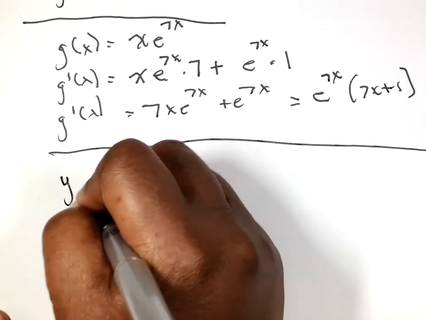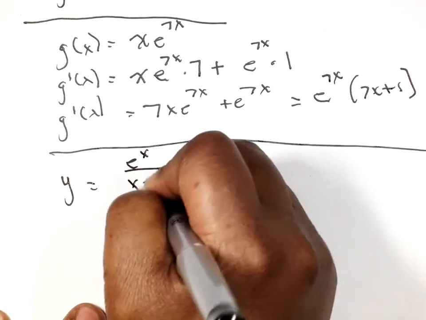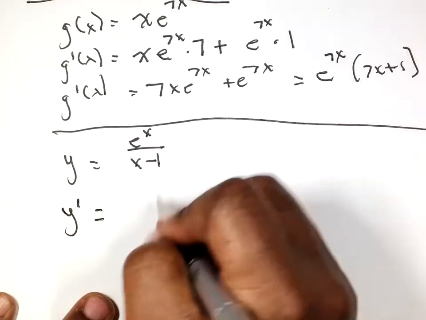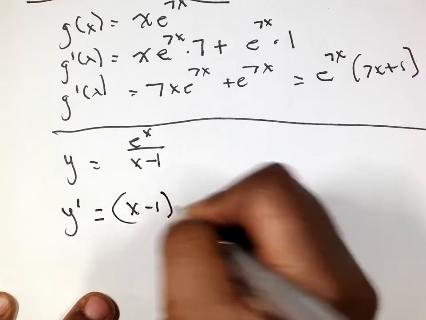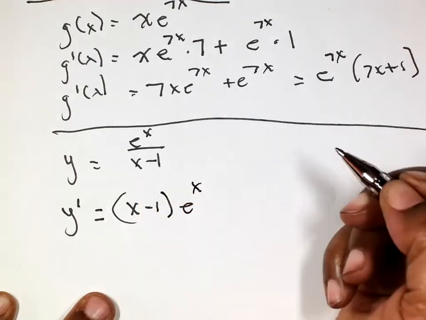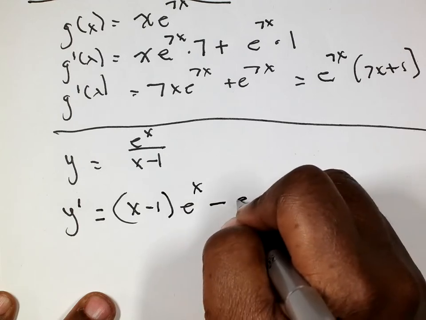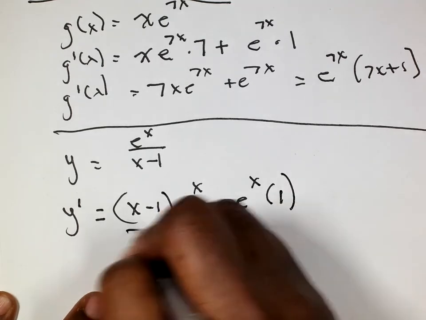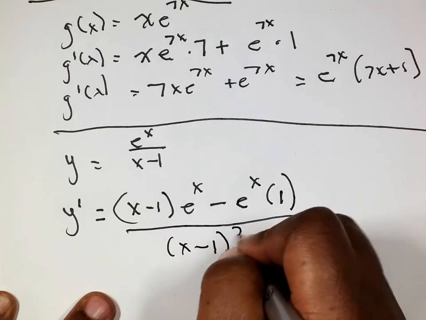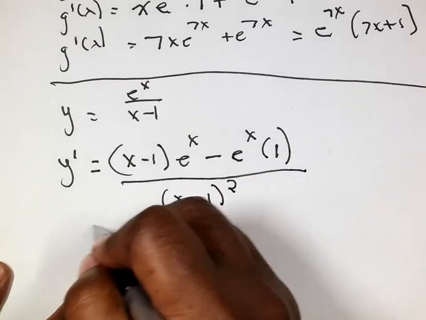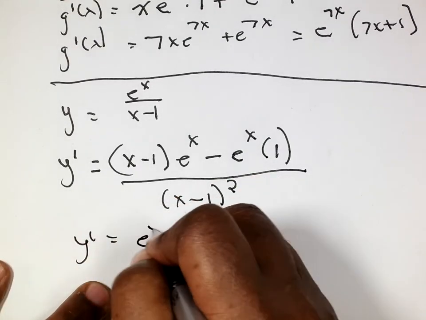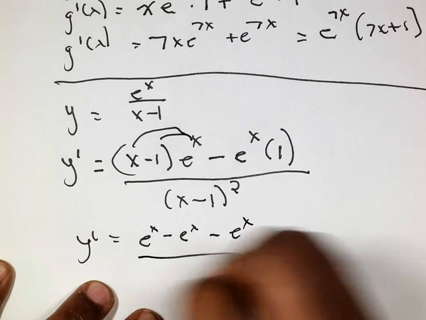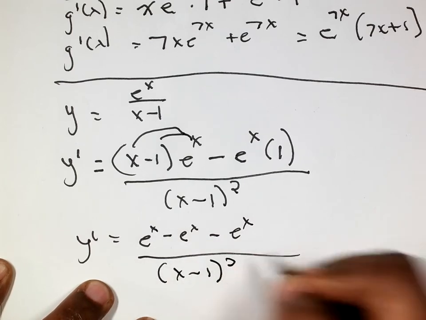And one more, y equals e to the x over x minus 1. So we have to use the quotient rule. So I have the denominator times the derivative of the numerator, which is just e to the x, minus the numerator times the derivative of the denominator, which is just 1, over the denominator squared. So we get e to the x minus e to the x when I distribute this, minus e to the x, all over x minus 1 squared.